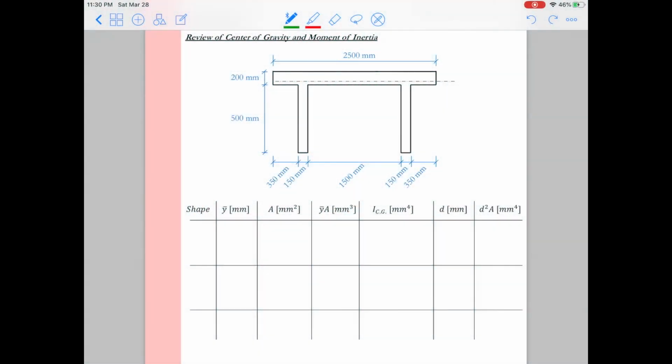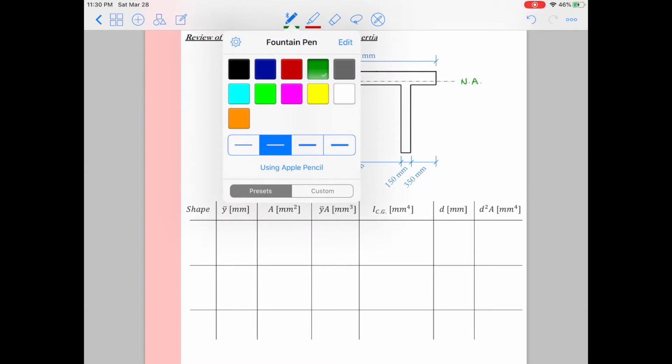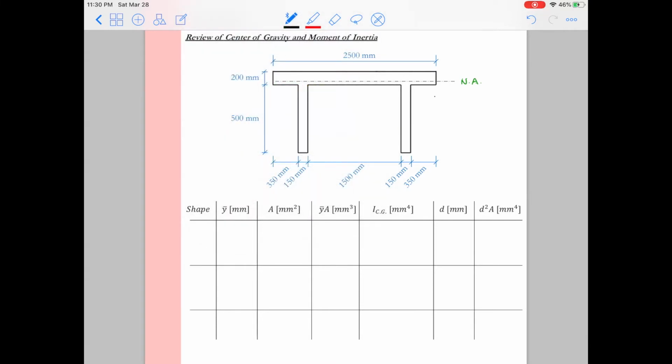Well, let's get started on our calculations. So for this particular problem, we have a double T cross-section, and we know the neutral axis is somewhere in this location, and I've arbitrarily sketched the location of the neutral axis. I'm going to have to find the exact location in a little bit, but for now, let's just put a line across the cross-section somewhere. Now we know that the neutral axis always passes through the center of gravity of the cross-section. And so we have to find the center of gravity.